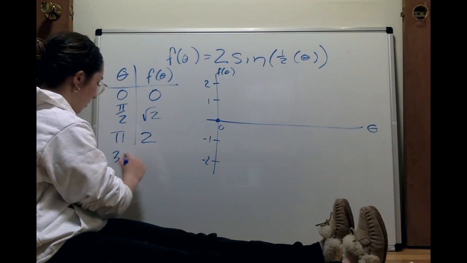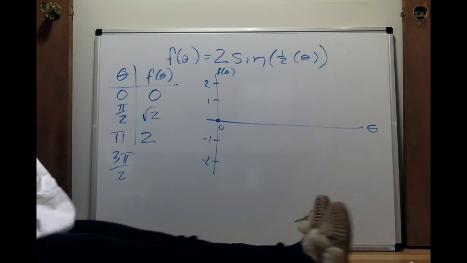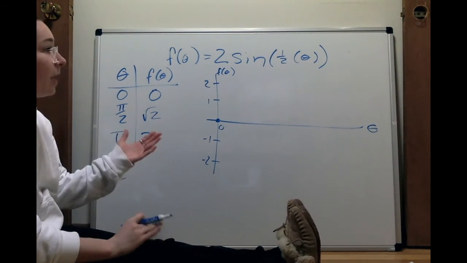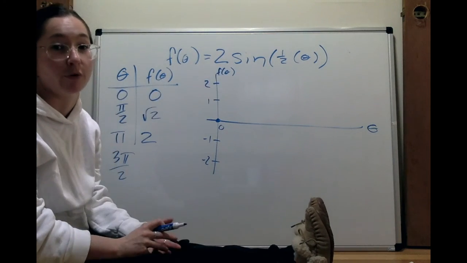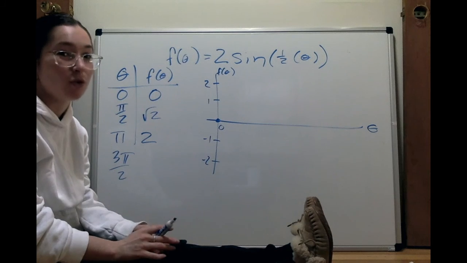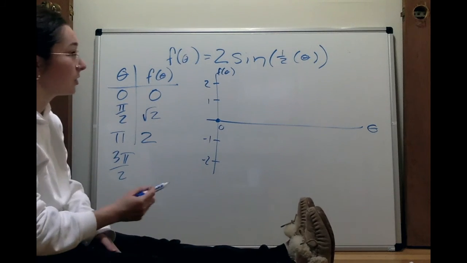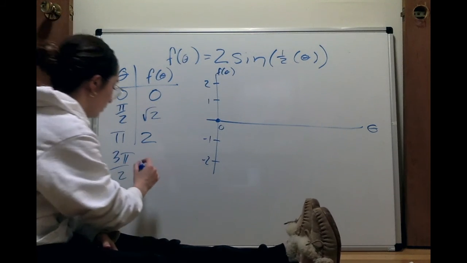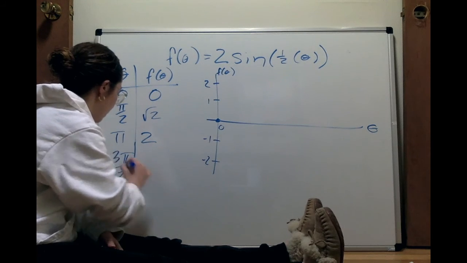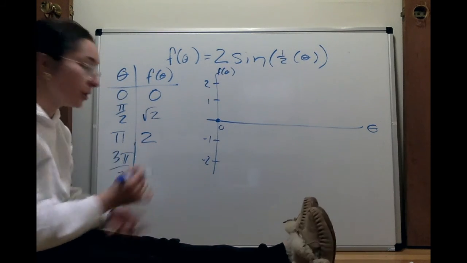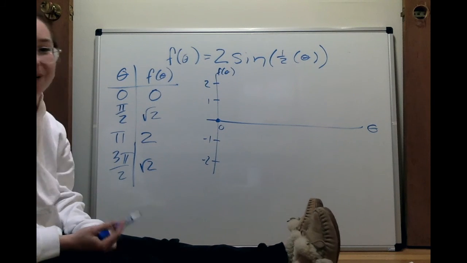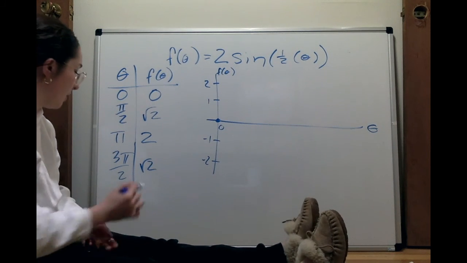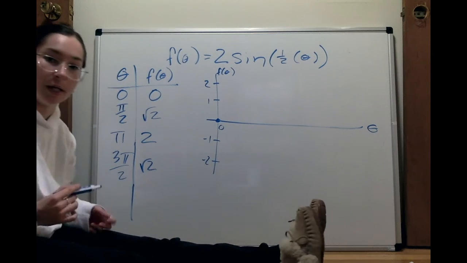Now if I do 3 pi over 2, then again, I'm going to get 3 pi over 2 on the inside times 1/2, which is 3 pi over 4. Don't really want to do that, but whatever. Sine of 3 pi over 4 is also root 2 over 2. Times 2 is also root 2. But again, I don't really want to plot root 2 on there. And I can keep going.